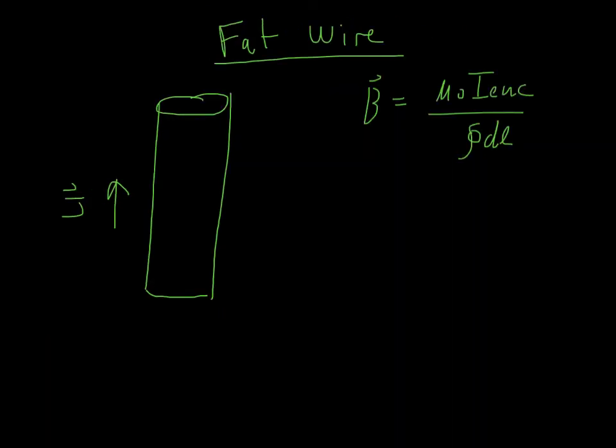In this problem, what I have is a fat wire, and I have current running from top to bottom. And what I'm interested in doing is drawing an Amperian loop to calculate the magnetic field. So where do I want to calculate the magnetic field? For this problem, you're going to do it inside and outside for your homework. Let's do the outside part together. So I'm interested in a point P, the outside one.